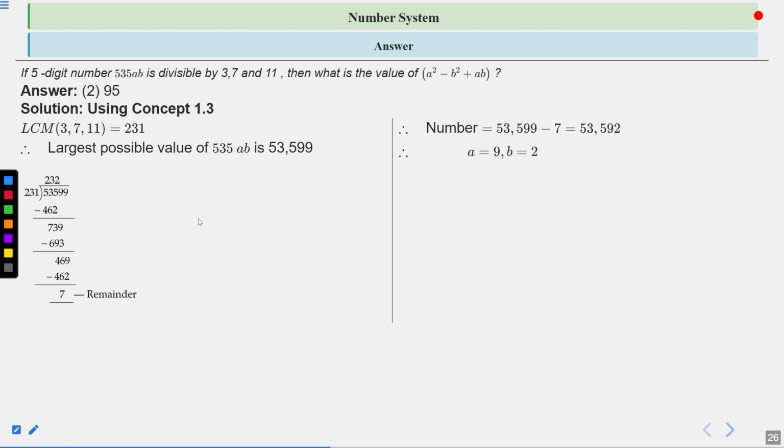So we get the value of a and b, which is 9 and 2. So a square minus b square plus ab will become 9 square minus 2 square plus 9 into 2. So putting the value and simplifying it, we get 81 minus 4 plus 18, which is 95. So second is the correct answer of this question. Next one.